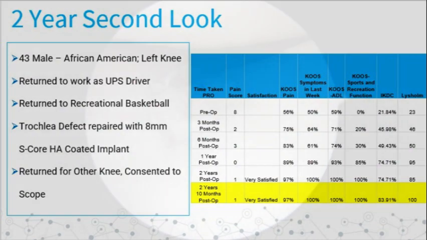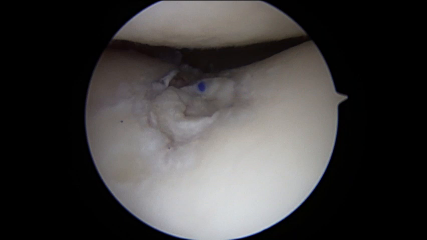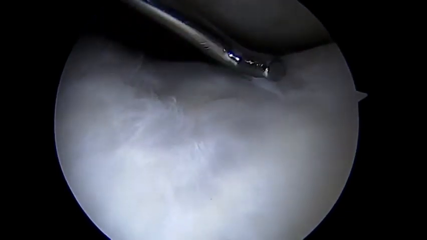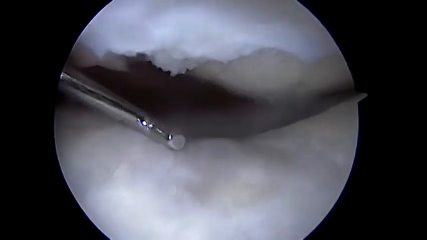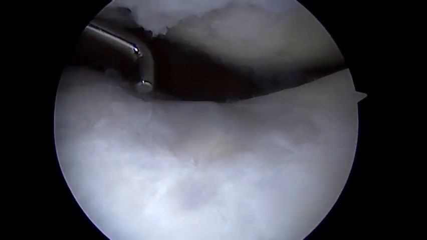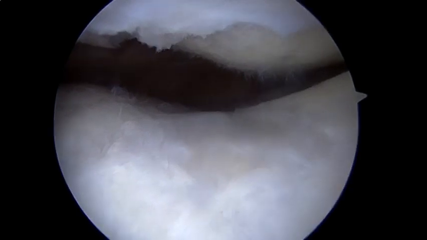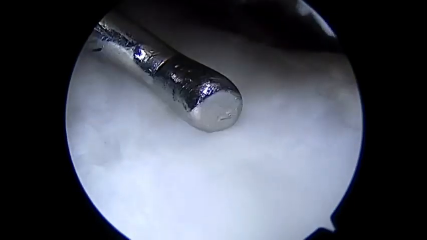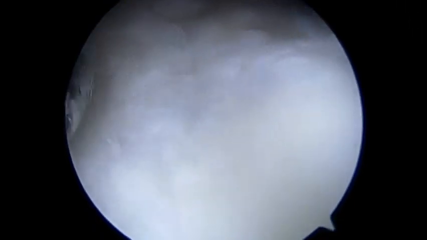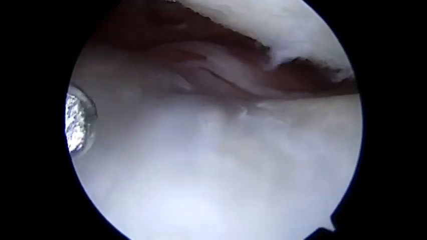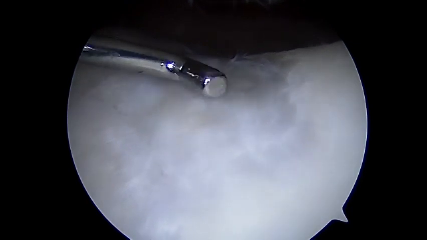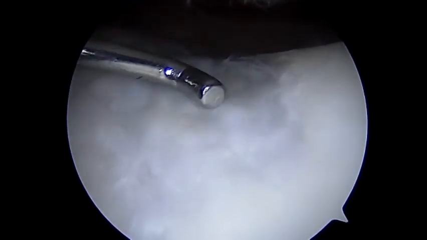This is a second look of a different patient that was a UPS driver. You can see the blood soaking up into the graft directly after the procedure. And at 2 years, there's nice remodeling of the graft with respect to surrounding tissue. His patient-reported outcome scores were excellent. The graft appears nice and smooth and firm. And the patient returned at this time for his opposite knee, which had a similar issue, and consented to this second look.